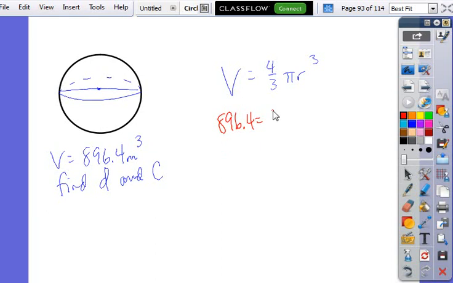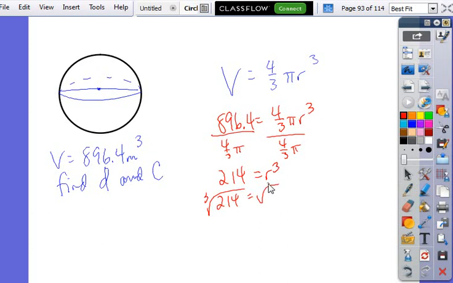What's my next step? Then you're gonna get 14. Well, yeah, divide by 4/3 pi. 214? Yeah, r cubed. All right, so that's r to the third. And then the cube root of that, you're gonna get 6. So I wind up with 6 for r, but that's not what it's asking me for.